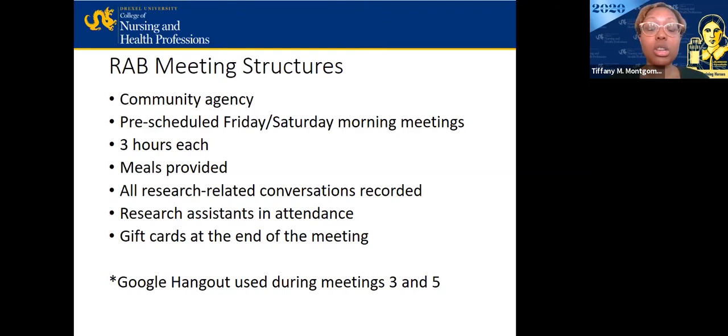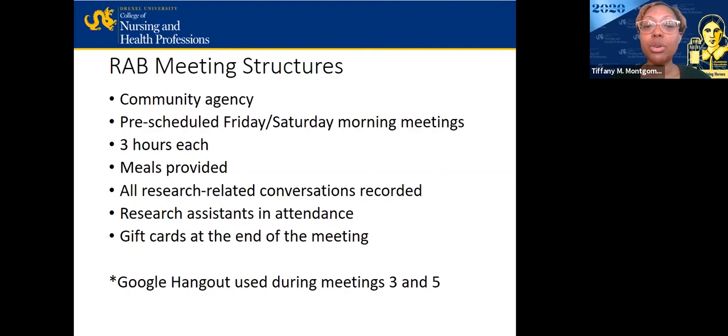So the research assistants looked like the research advisory board members. They just had a different function in the meetings. They were really there to assist me and help me, although when we talked, I did allow them to engage in the conversation, and actually some of their input was really helpful. Gift cards were given at the end of each meeting, which, this was a funded study, so I had the money to do that.